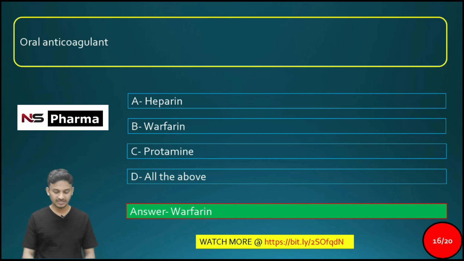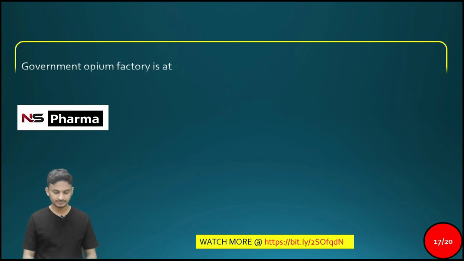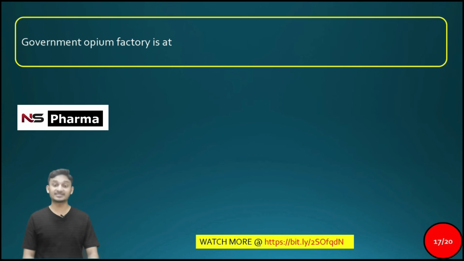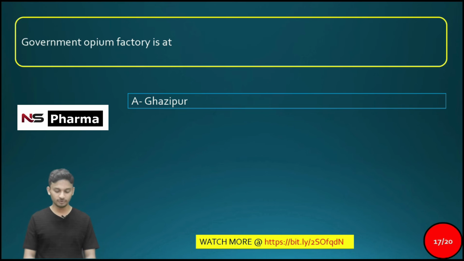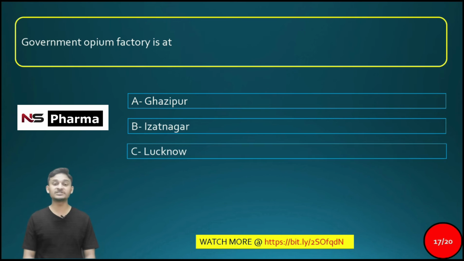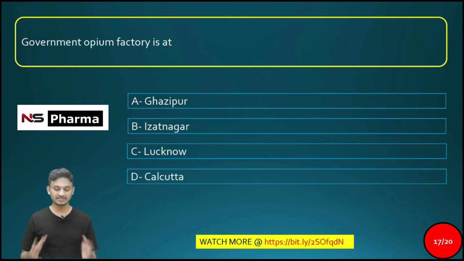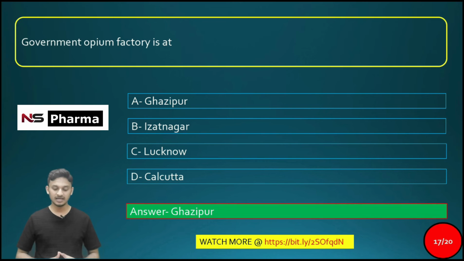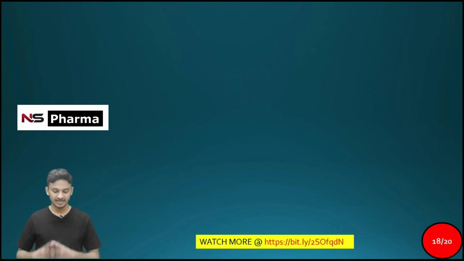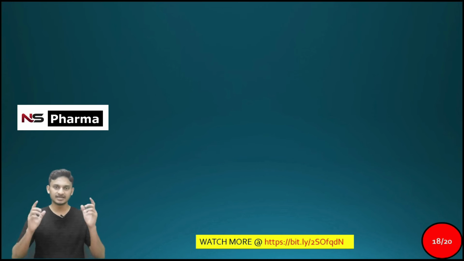Now we will move to the next question, question number 17. Government opium factory is at, this one we already discussed in question number 4. Options are Ghazipur, option B, Izzatnagar, option C, Lucknow, option D, Calcutta. So we know that the correct answer is Ghazipur. Government opium factory is located at Ghazipur and Neemuch. Out of that, only Ghazipur is given here, so we will select Ghazipur.